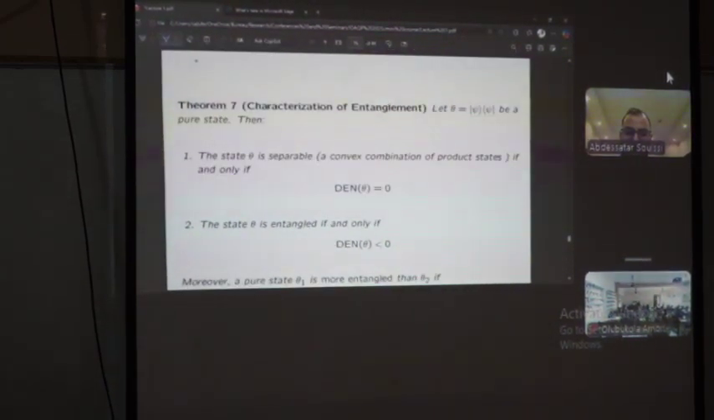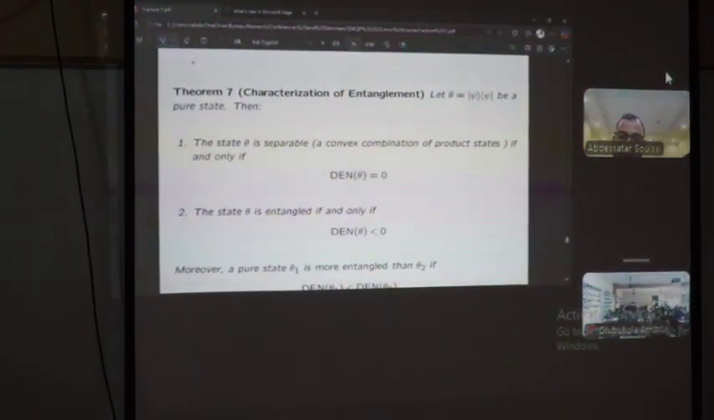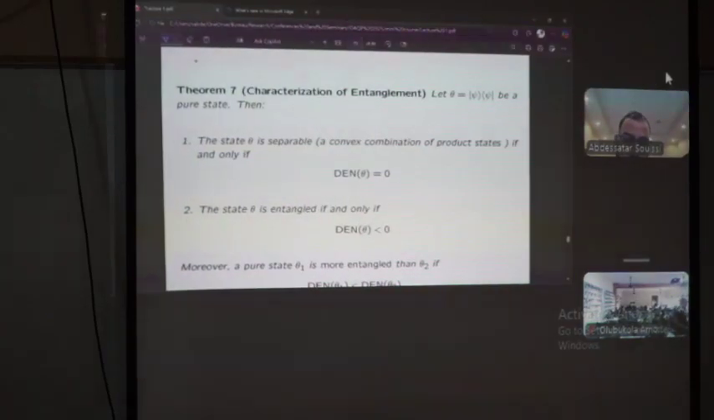Now we will try to characterize the degree of entanglement for pure states. Here we have theta in the pure state.